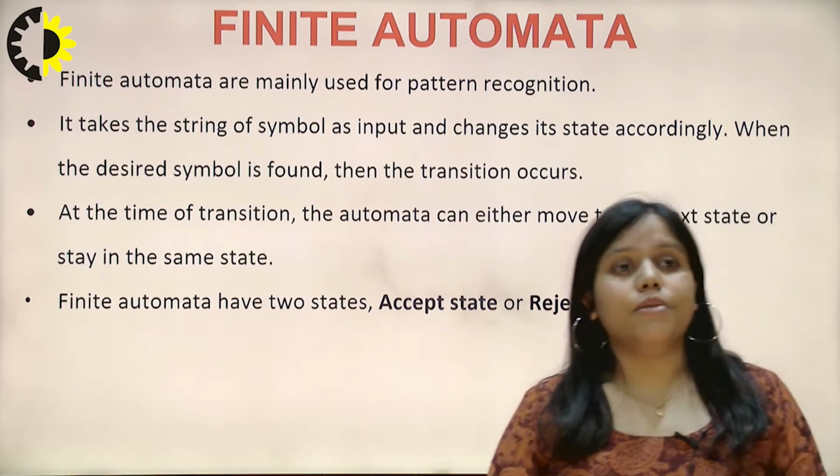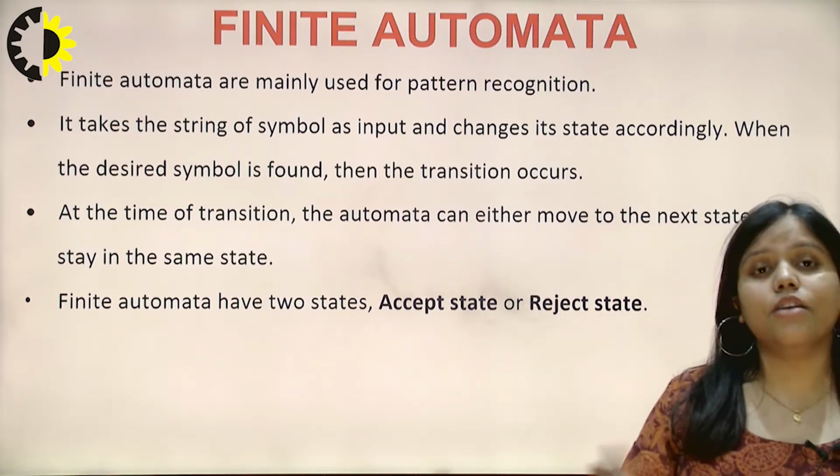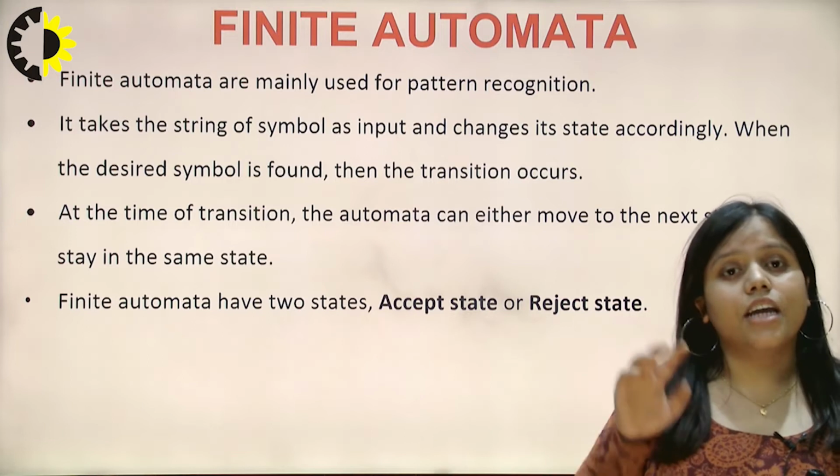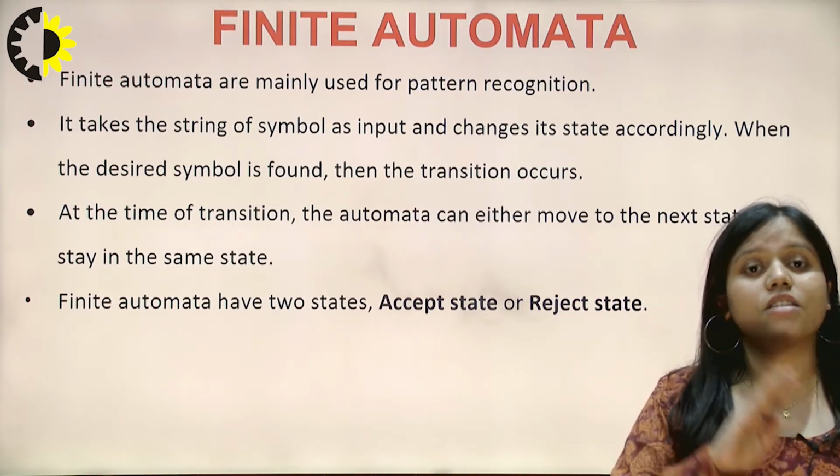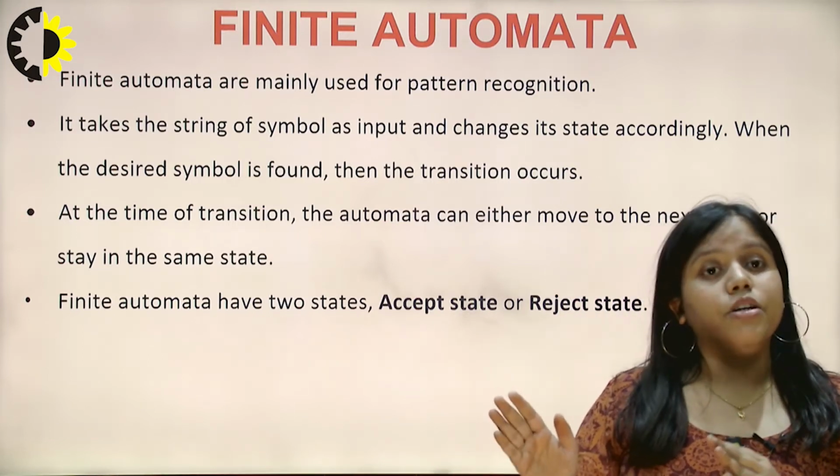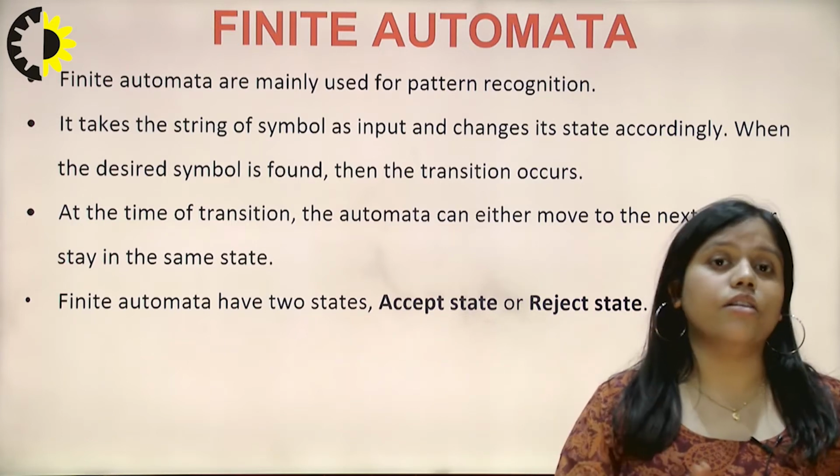Finite automata has two outcomes: accept state or reject state. That final state where the machine stops taking the input is either the accept state or the reject state.